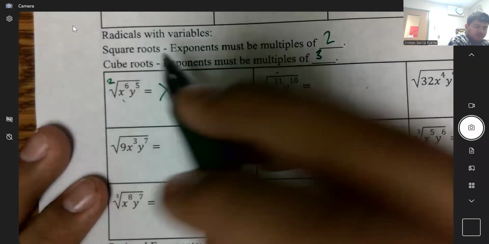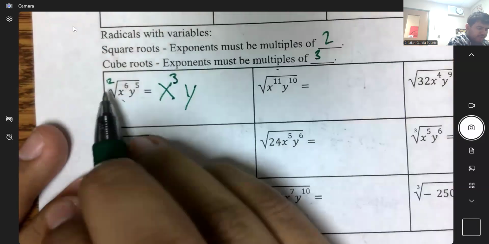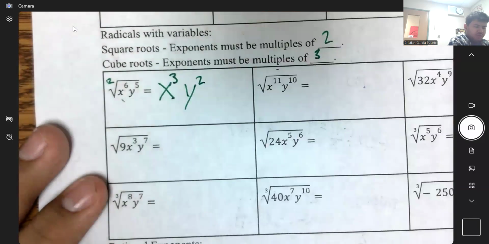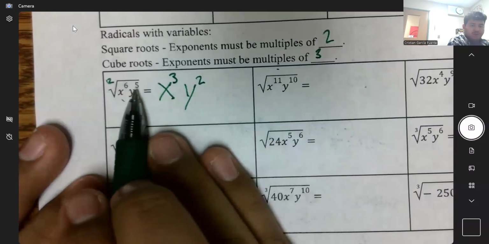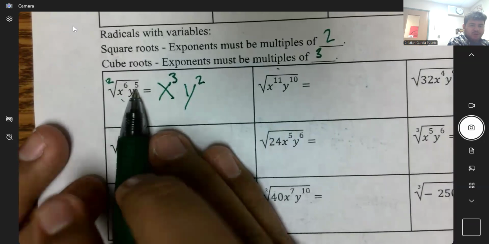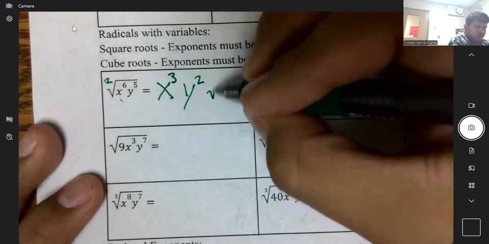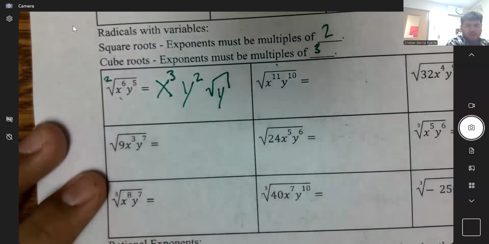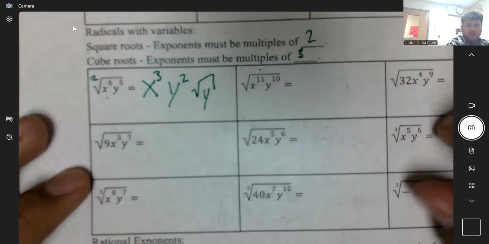Now I'll do the same thing with this one. What's your variable? y. How many times does 2 go into 5? 2 times. But 2 times 2 gives you 4, and we have 5 y's. So that's going to leave us with 1 y left over. So this would be square root of y like that. All right. It might be a little bit confusing. There's a better way, I think, that you could also do this.